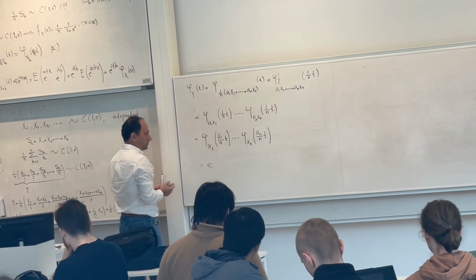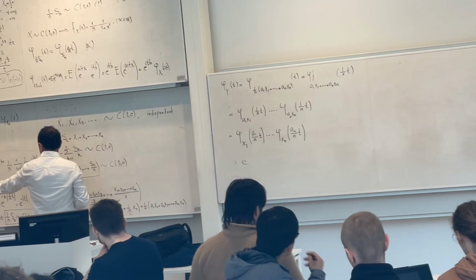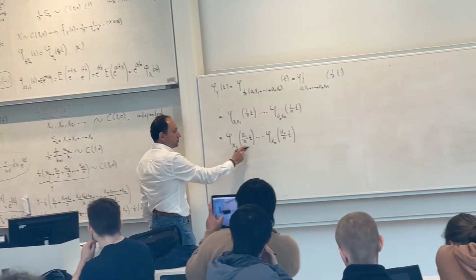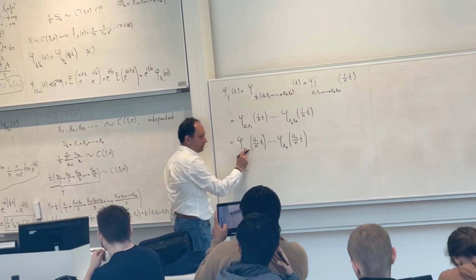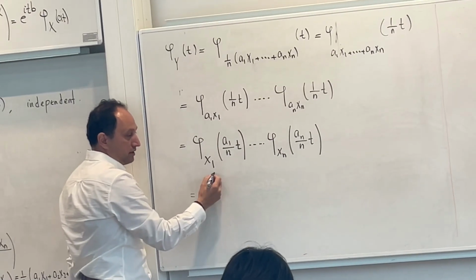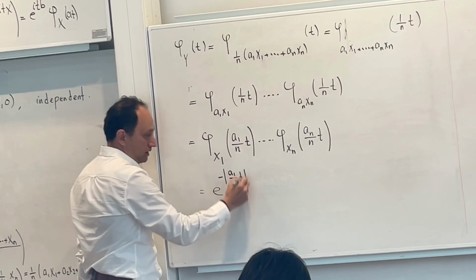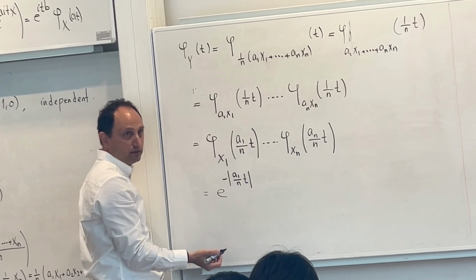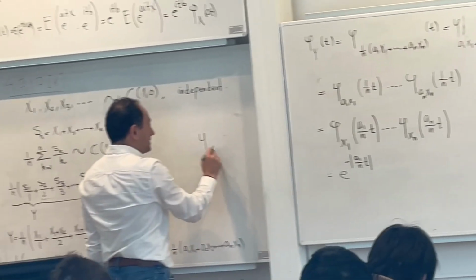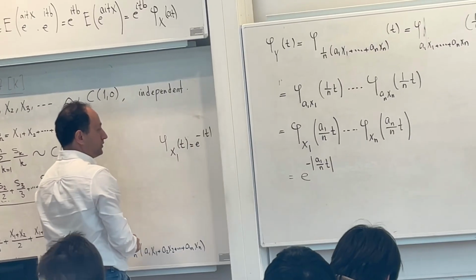Can you help me to write something here? What should I write? This is phi of t for Cauchy distribution. All of them are Cauchy distributed. So what can I write for the first one? Minus the absolute value of a1 over n t. Is that understandable? Because this is phi of x1 of t is e to the power minus the absolute value of t.